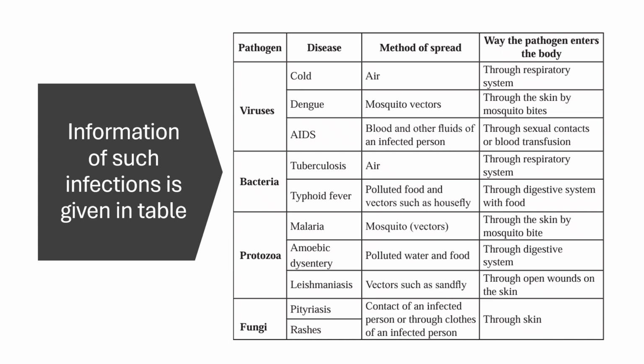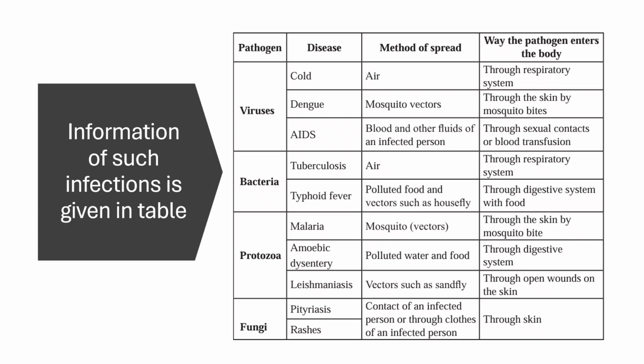For bacteria, we have tuberculosis and typhoid fever. Tuberculosis spreads from air, and typhoid fever by polluted food and vectors such as houseflies. Way the pathogen enters the body is through the respiratory system and through the digestive system with food.